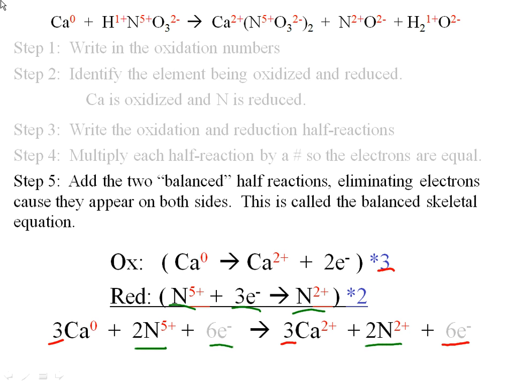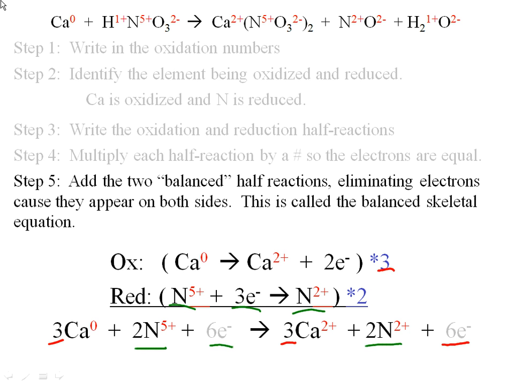Some people don't like to skip this step. I actually did it on this flip lesson to cover the space of the graphic, but some people like to distribute that 3 and 2, rewrite the half reactions out, and then just combine them together.